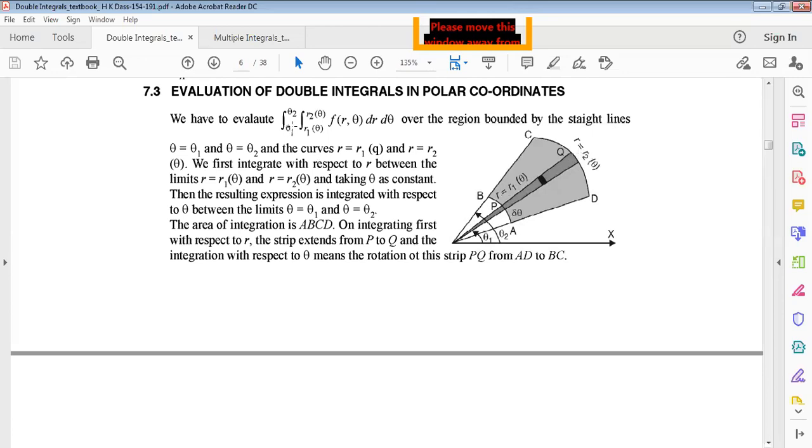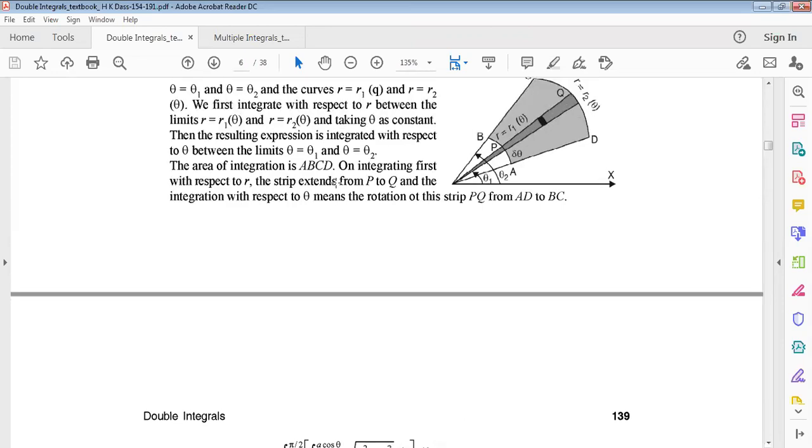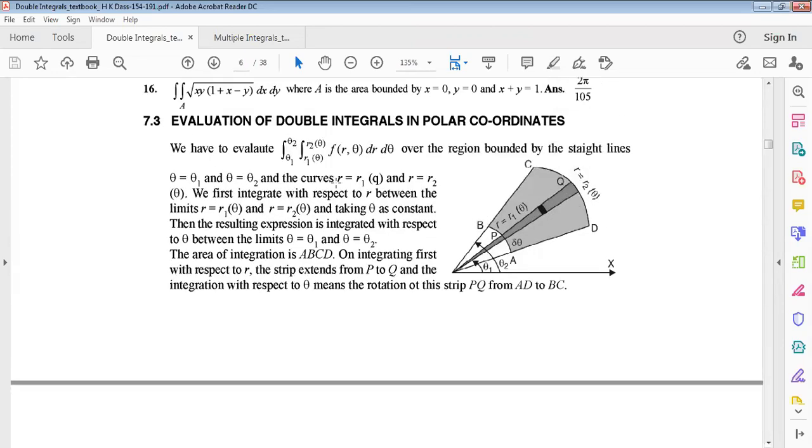So we can evaluate the double integrals in the polar coordinate system. The formula will be theta 1 to theta 2, this is the amplitude or angle, and r1 to r2, this is the modulus, with respect to theta. The function will be changed to r theta, not xy, and dr d theta. How will we change it? Actually, x equals r cos theta and y equals r sin theta. This is the polar form of the Cartesian system. Do you know?